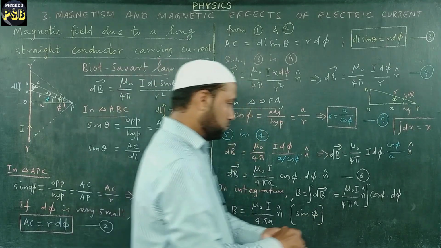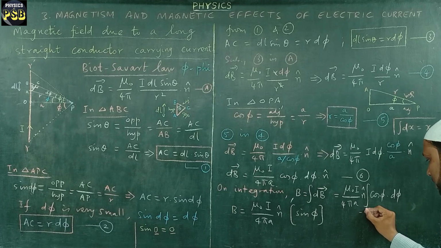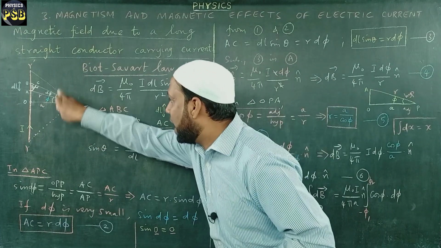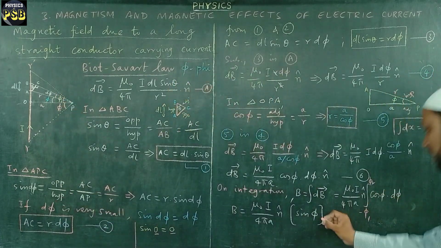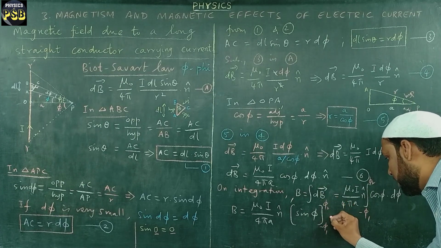Now here I take the lower limit as minus φ1 and upper limit as φ2. This covers the entire angle. Okay, so I have done. Limits are written outside the bracket in this way.